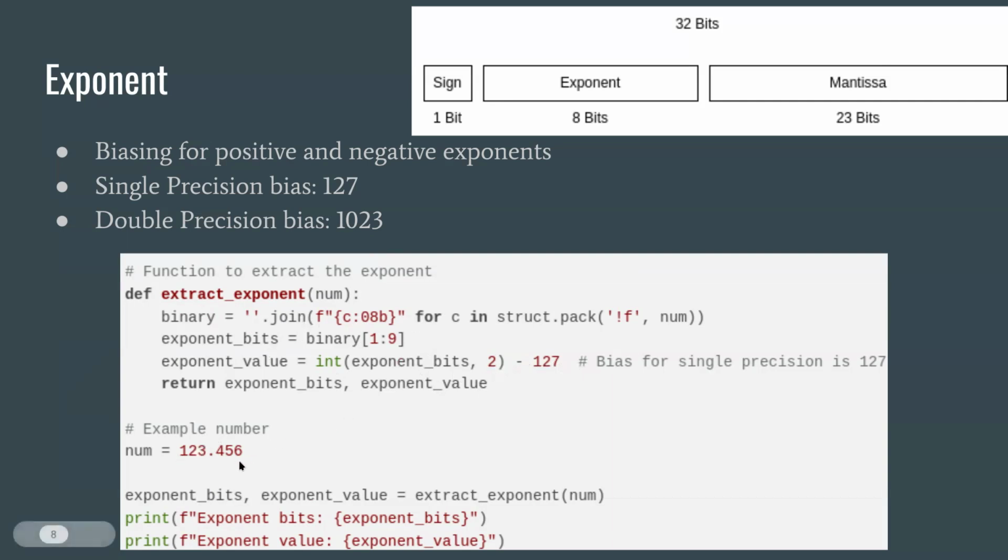So, an example number is declared and stored in num. And if we call extract exponent, then we will be able to get the exponent bits and the exponent value.